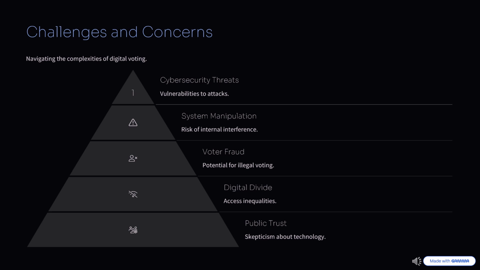Despite all the benefits, there are serious concerns too. Cybersecurity threats. Hackers might try to disrupt the system or access votes. System manipulation. Insiders with access to backend systems might try to alter results. Voter fraud. Although cryptography helps, there is always a risk of fake IDs or compromised accounts. Digital divide. Not everyone has access to the internet or digital literacy, which can create unfairness. Public trust. Many people are skeptical of digital systems. Building trust is as important as building technology.